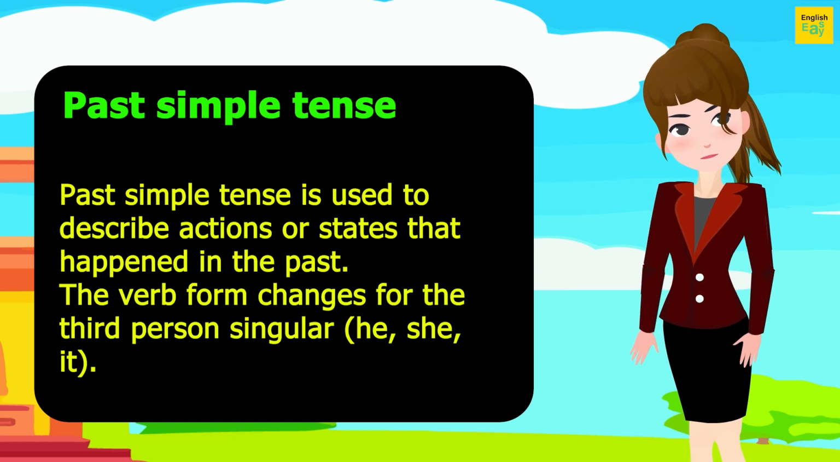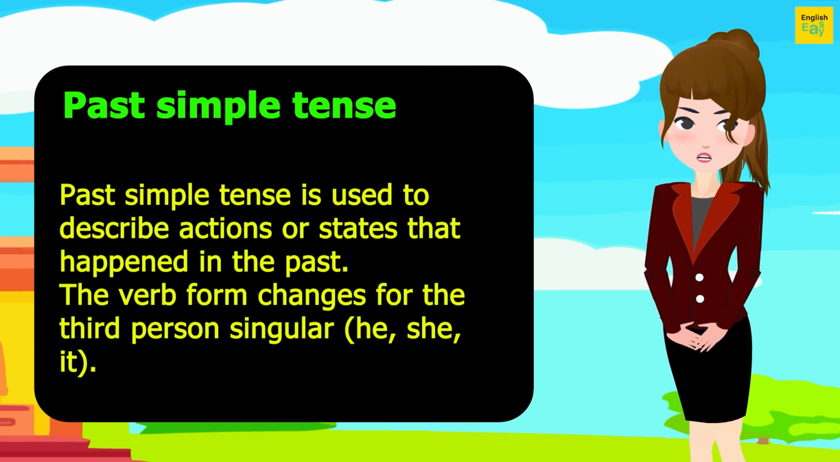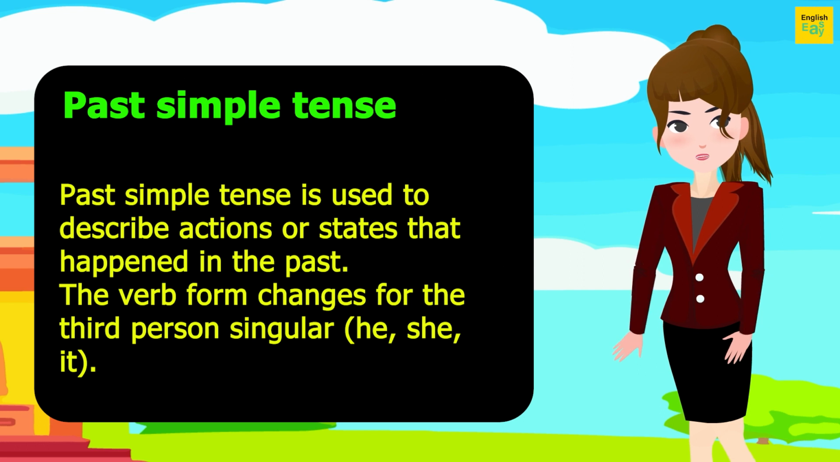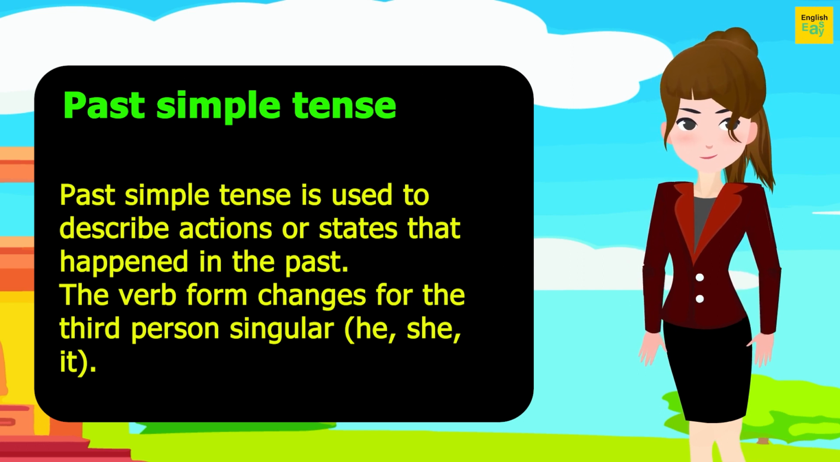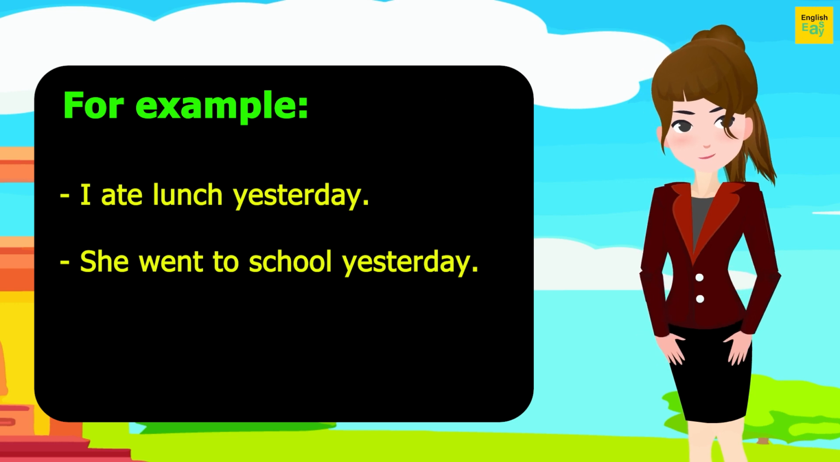Past simple tense. Past simple tense is used to describe actions or states that happened in the past. The verb form changes for the third person singular: he, she, it. For example, I ate lunch yesterday.